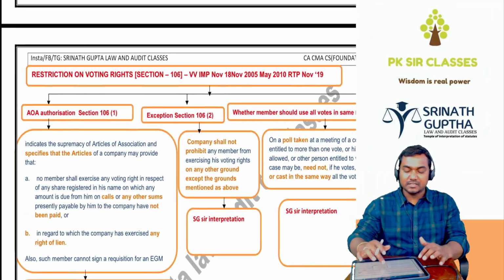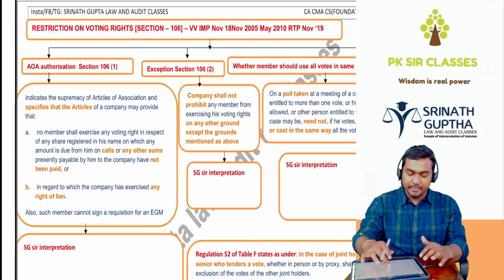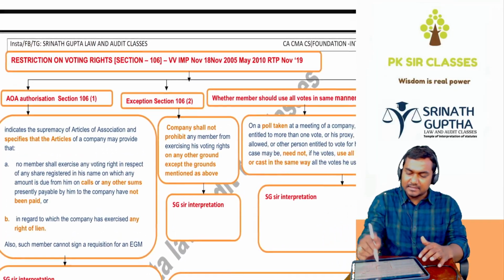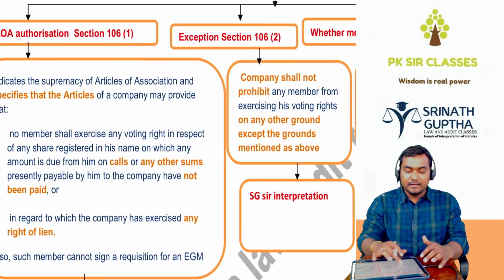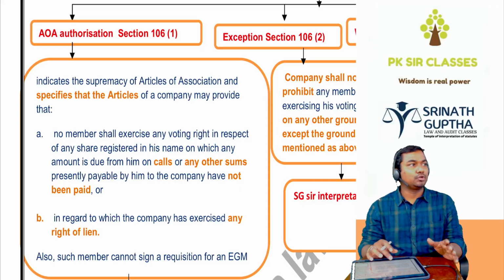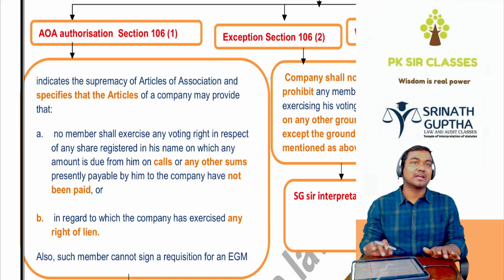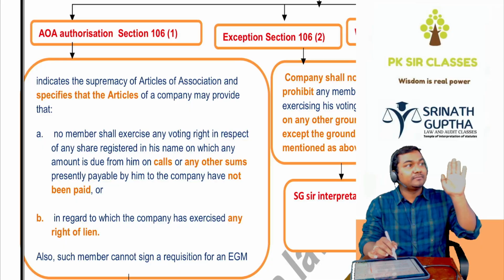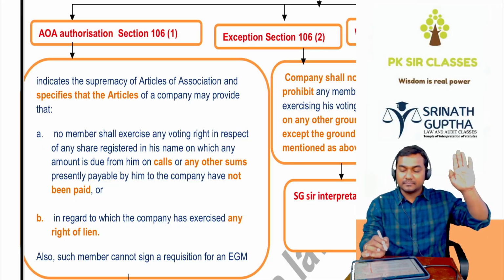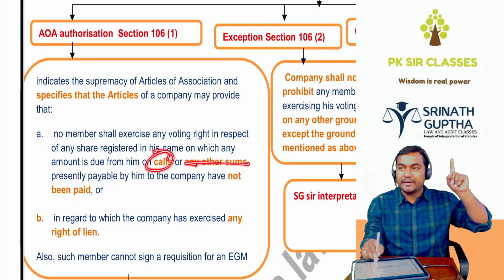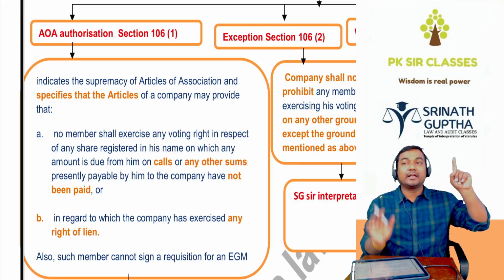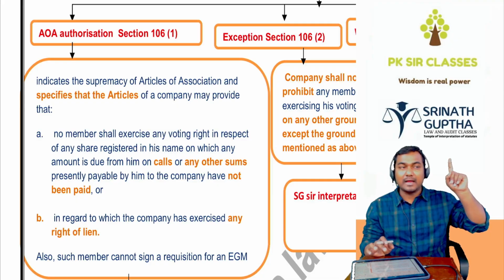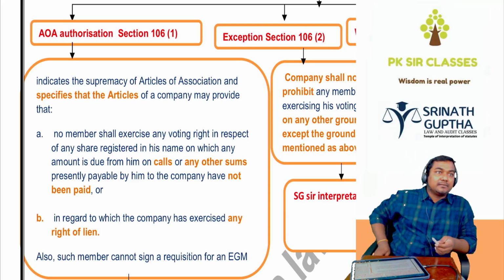Next, section 106. Restrictions on the voting rights of a member. This has come in the exam 4 times. Generally every member has the right to vote in the general meeting of the company, but the AOA of the company can restrict the voting rights of the member for non-payment of the calls, or non-payment of any other sums. Face value 10, issue value 10, called up 10, paid up 10, but you are a debtor of the company and also a member of the company. So the company has the right to restrict the voting rights because of non-payment of other sums.